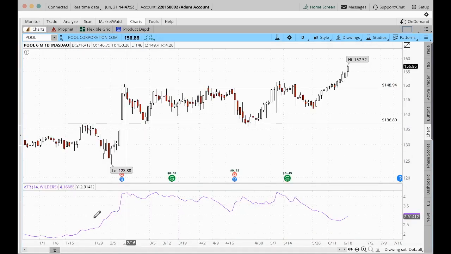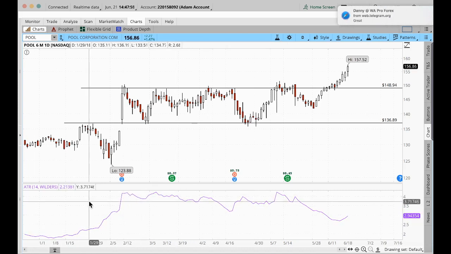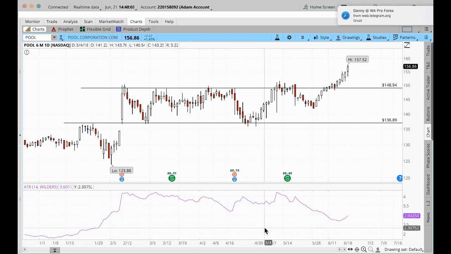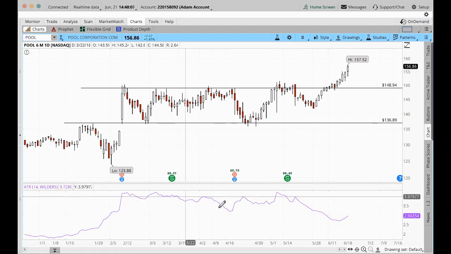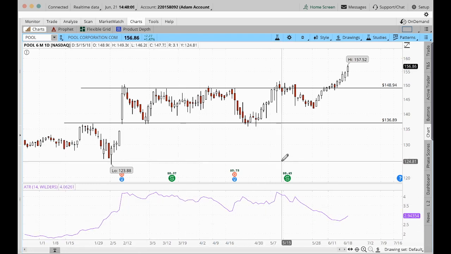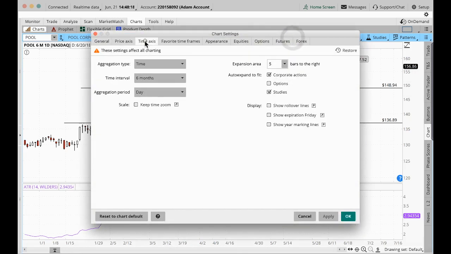There we go. So you see this line. In this case, it is purple, can be any color. So this line measures the average range of that day. Okay, so it goes up, it goes down. So which one do we take? Now, usually what I do is I look at the last 3 months. So notice that this is a 6 months chart. So I'm going to change it to 3 months.